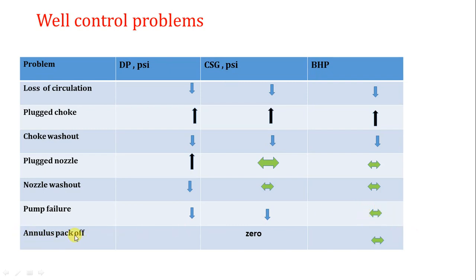Annulus backoff. At this type, you will see that there is a sudden increase in drill pipe pressure, but the casing pressure reads zero, and bottom hole pressure for sure. If you increased the drill pipe pressure, it would increase, but in this case, it will be the same.